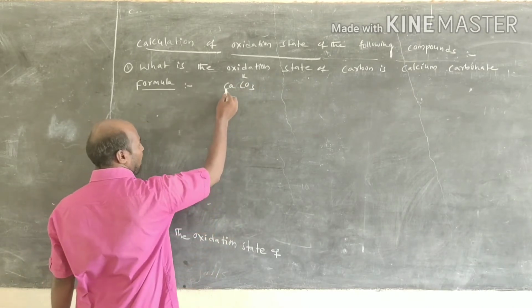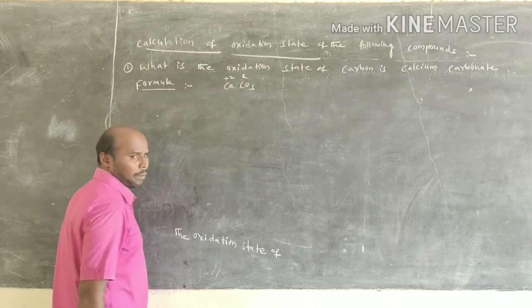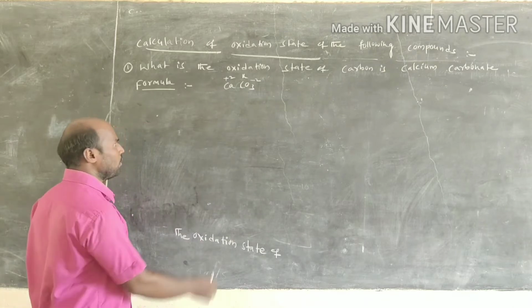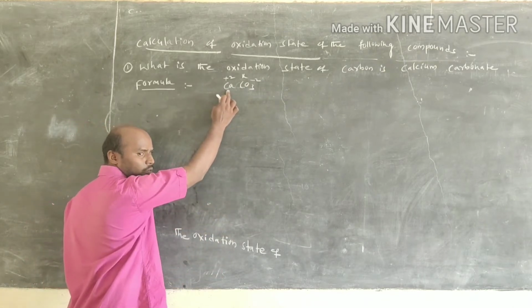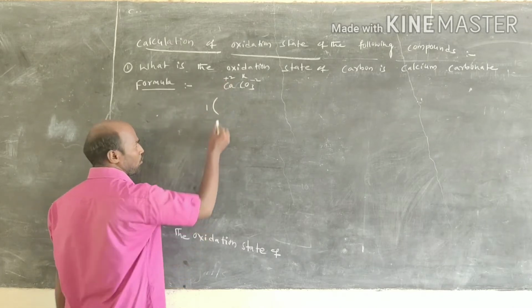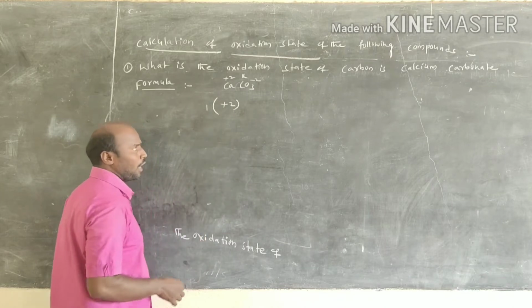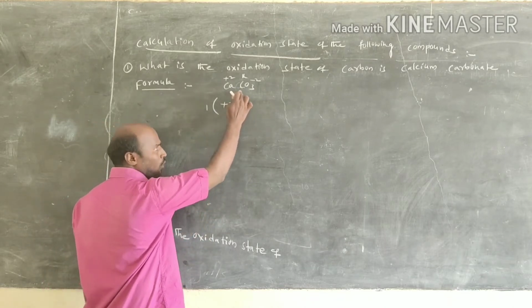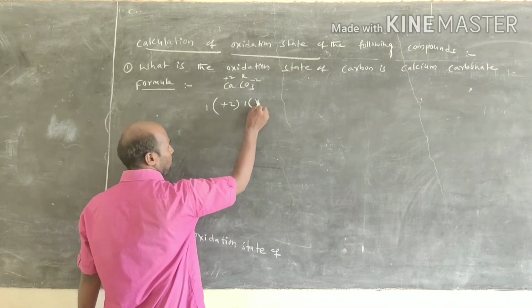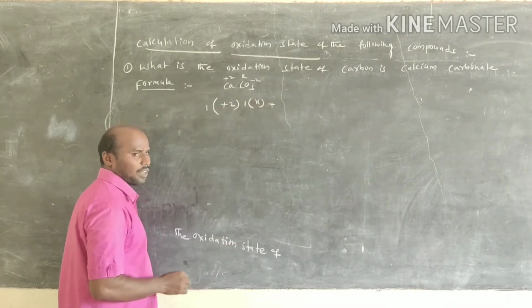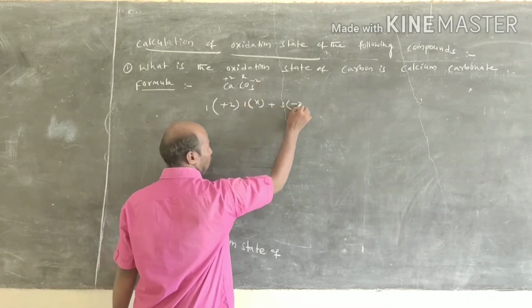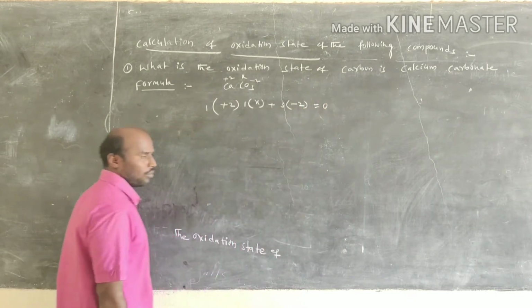What is the charge of calcium? Here the charge of calcium is +2. What is the charge of oxygen? -2. How many calcium atoms are there? Only one. What is the charge of calcium? +2. How many carbon atoms are there? Only one, with charge X. How many oxygen atoms are there? 3 oxygen atoms. 3 into -2 is equal to 0.